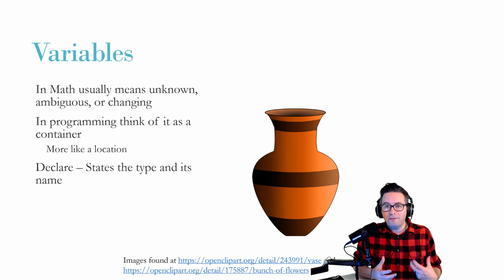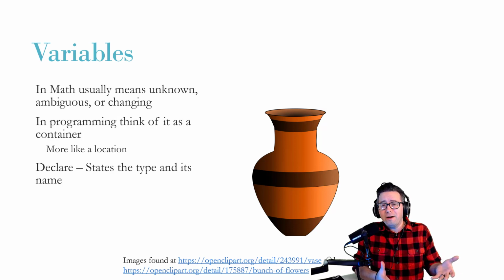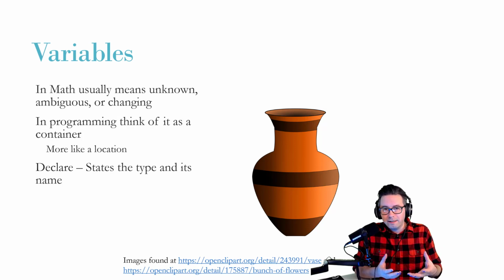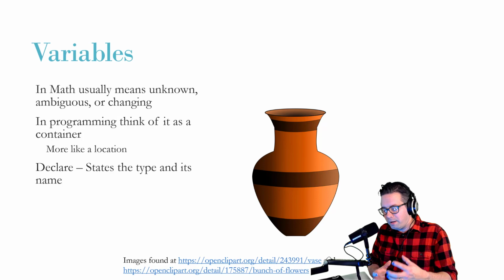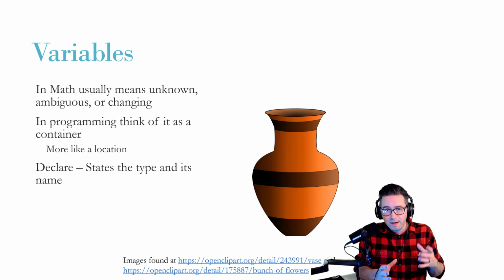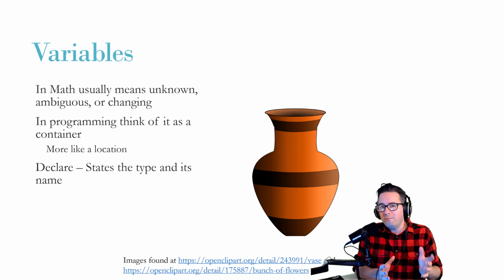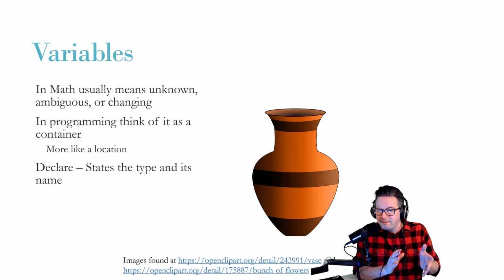See, in math, a variable usually means something that's ambiguous, something unknown and changing. And when you're programming, those variables might be ambiguous or unknown, and they could be changing. But in Java, it's really more of a placeholder for some sort of value. It's kind of a promise that there's going to be a value in it. Think of it more like a container of something. In Java, it's actually more of a location, but I digress.